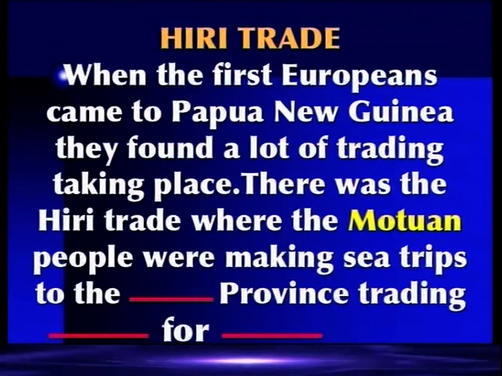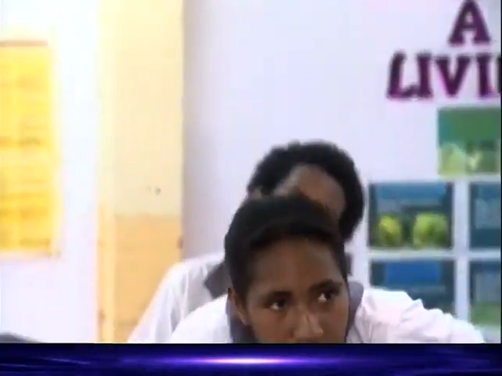When the first Europeans came to Papua New Guinea, they found a lot of trading taking place. There was the Hiri trade where the Motuan people were making sea trips to the Gulf province trading clay pots for sago. Okay, very good.